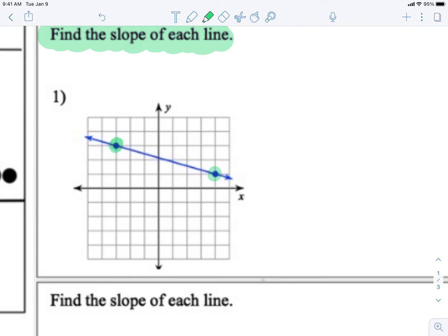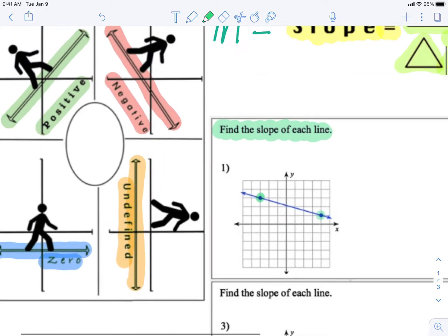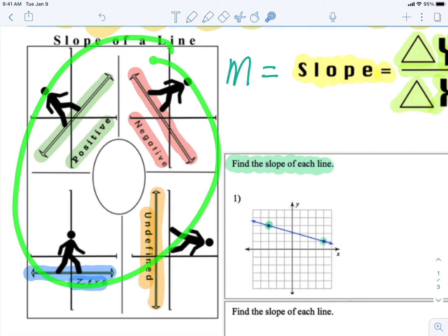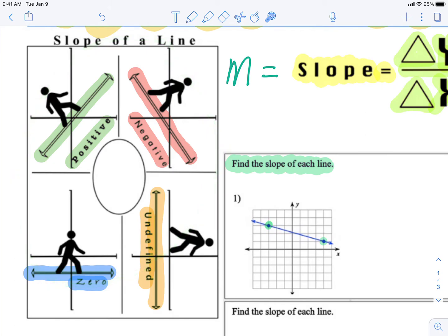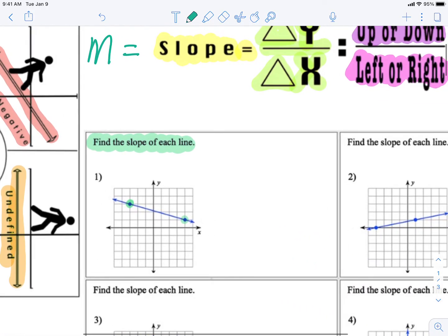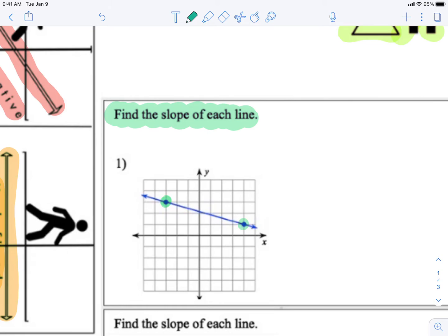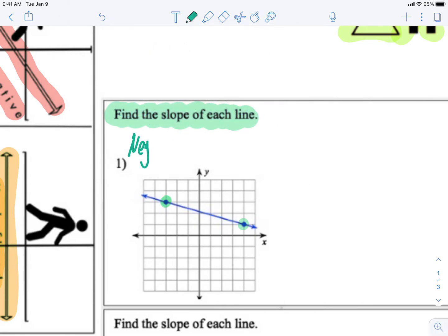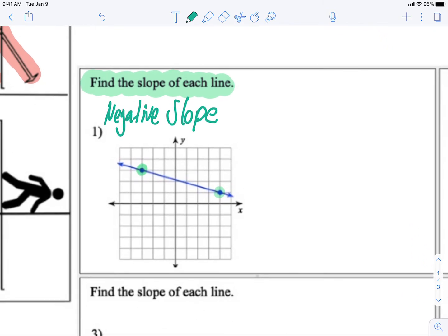If you notice this line, if I compare it here to my slopes of a line, what kind of slope is this? From left to right, it's moving down. So this is going to have a negative slope, right? So I know this is going to be a negative slope. Let me do better here. And I'm going to say this is going to be a negative slope. Okay. But what is the slope, though, is the question.